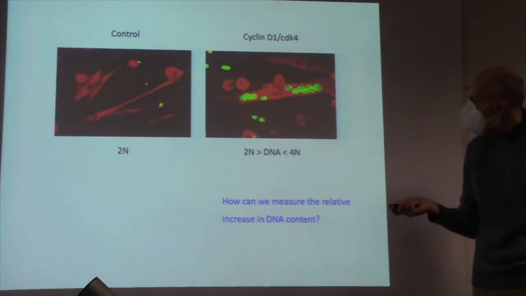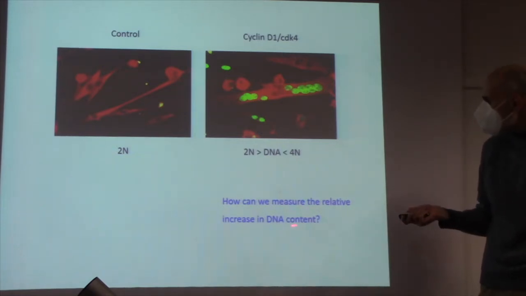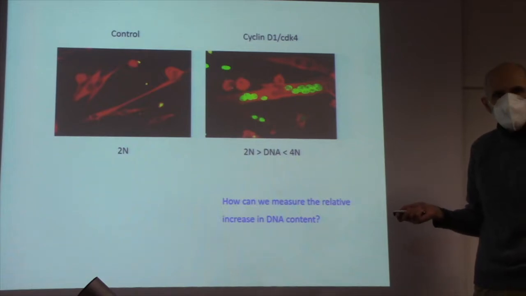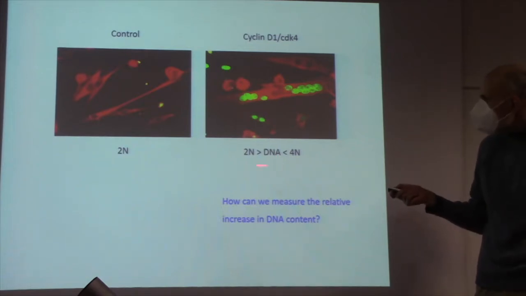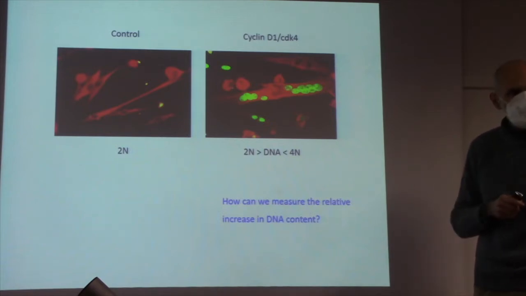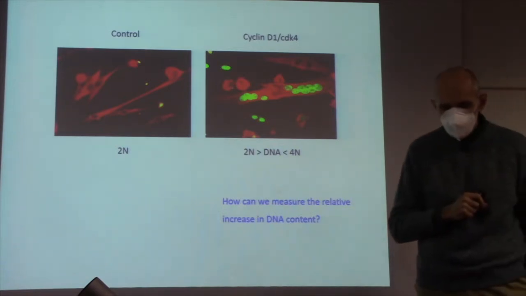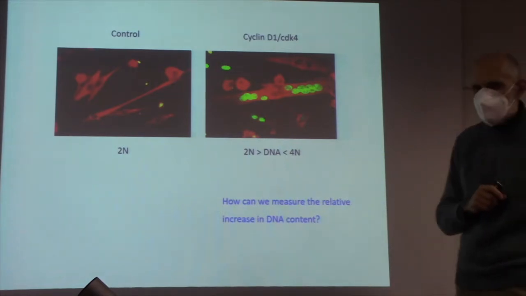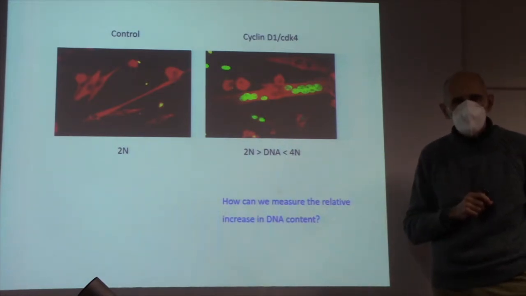our question was, how can we measure the relative increase in DNA content? That is, how can we measure exactly where between 2N and 4N each of these nuclei ends up after we have induced DNA replication? That was our problem. Now this is a bit complex because usually you would do that with flow cytometry. In flow cytometry, you can stain DNA, and an automatic machine reads the amount of DNA in each cell.